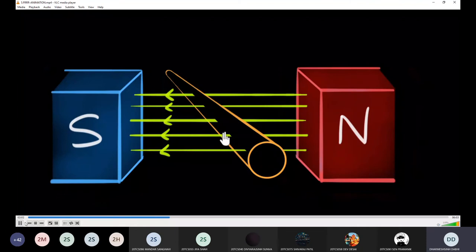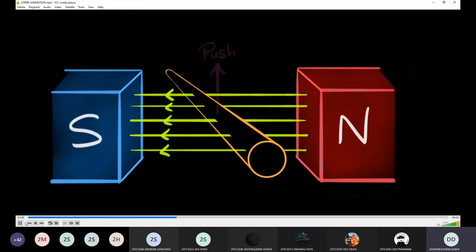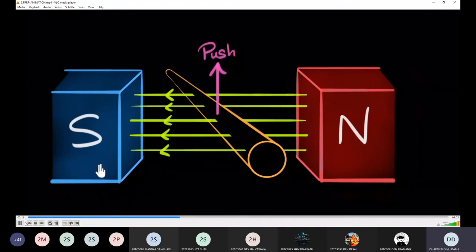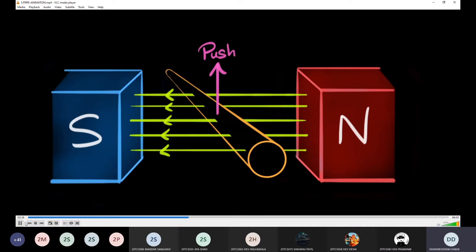So let's say we move this wire up like this. We push it up. Then it turns out, if you do the experiment, the current induced in this wire is going to be out of the screen. All right?